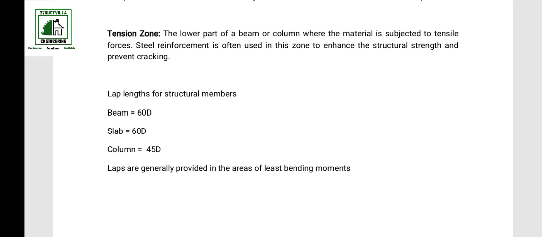Columns is 45D, right? I stated that laps are generally provided in the areas with least bending moment. So the areas where we provide laps for our structural members are the areas with least bending moment. Those regions in the structural member where we have minimum bending moment are the places where it is advisable to produce laps.